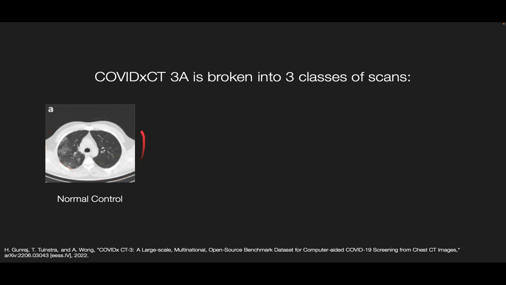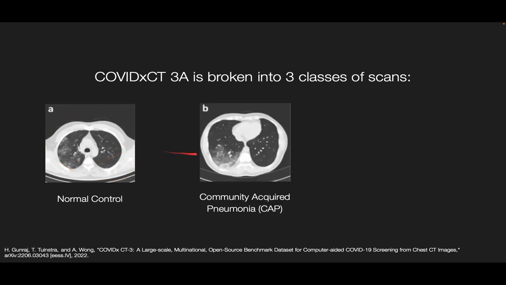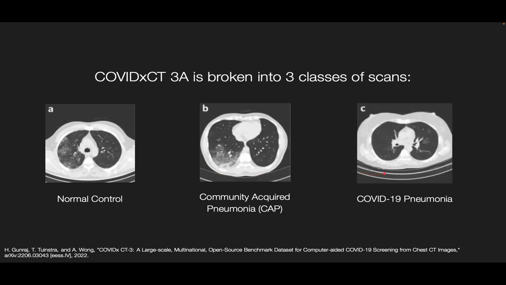First, normal control CT scans. Second, community-acquired pneumonia scans. And thirdly, COVID-19 specific pneumonia. So these are all CT scans of the lungs. A lot of the misclassification occurs between the community-acquired pneumonia and the COVID-19 pneumonia.